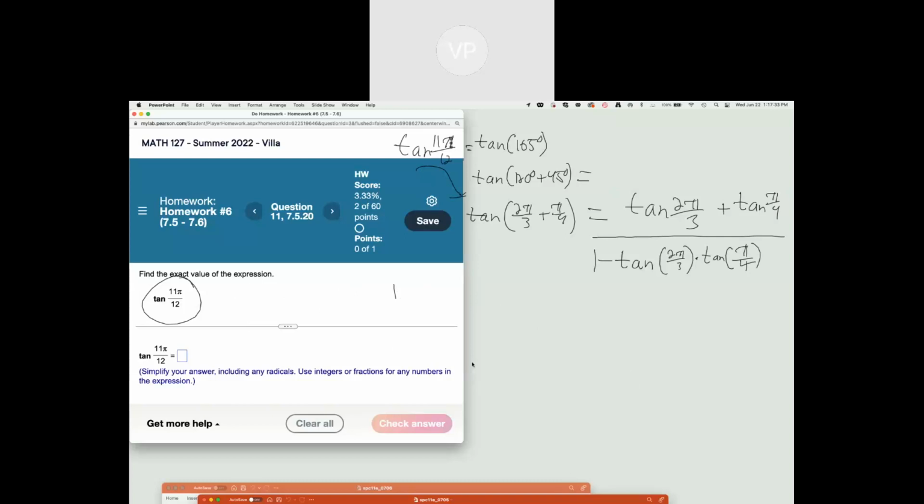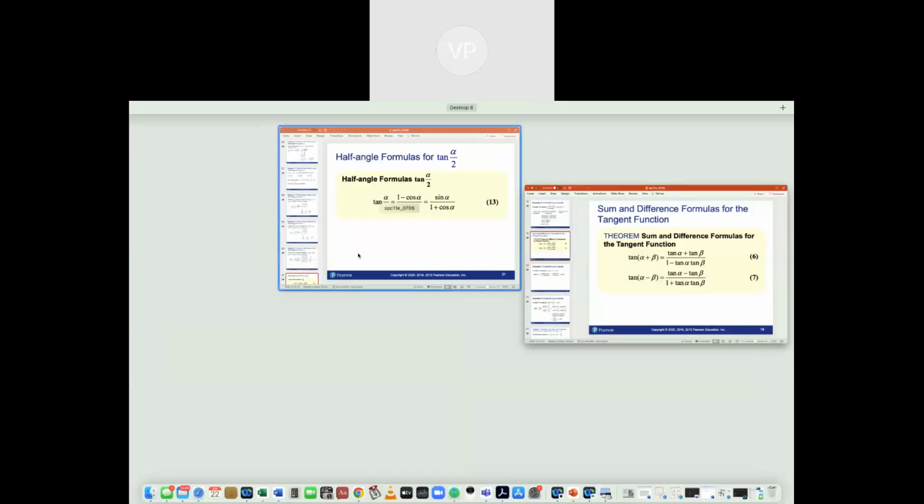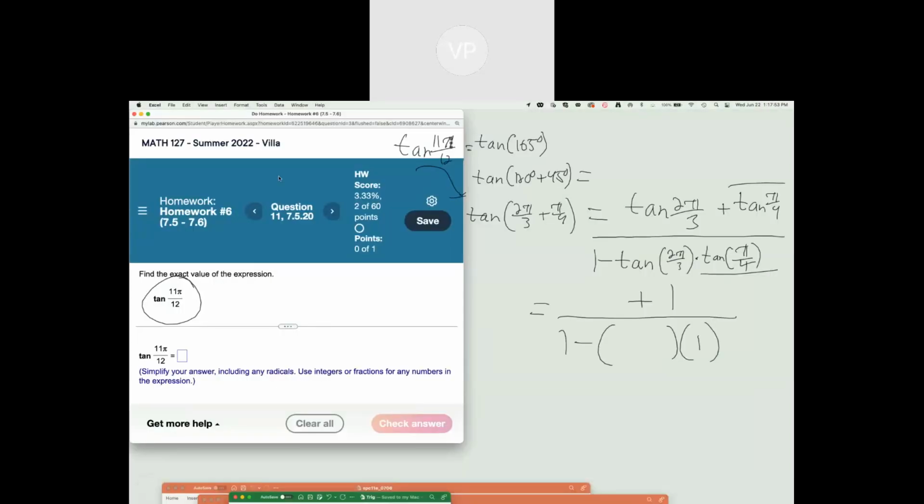I got to know the tan of 45. I got to know the tan of 120. So as I mentioned earlier, I know the tan of 45 is 1. So at least I can plug in the 1 for this and this. Okay, if you don't know the tangent of 120, that's not a problem. Put my cheat sheet out right here.